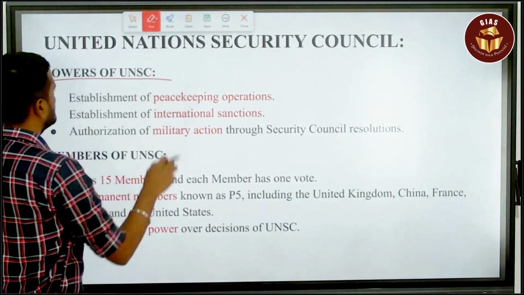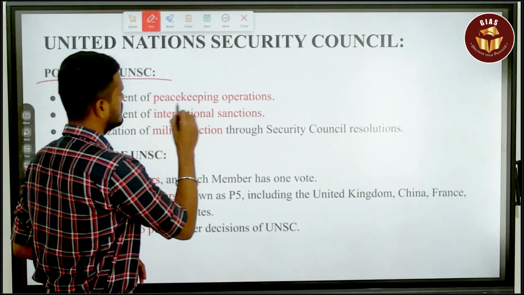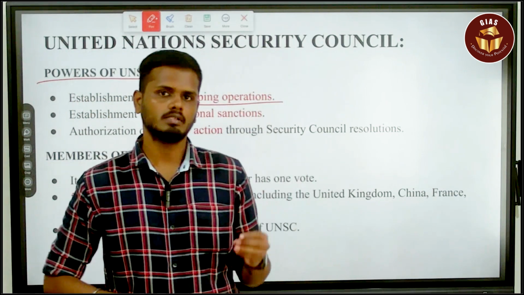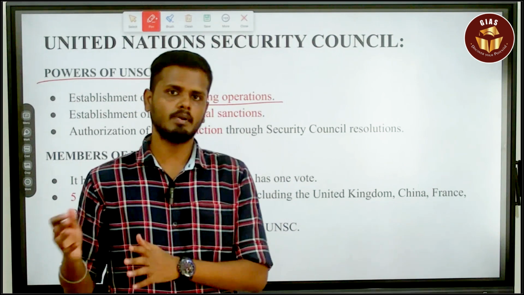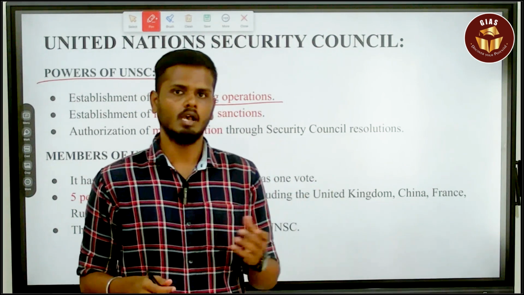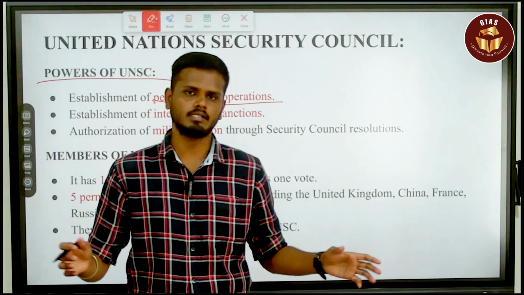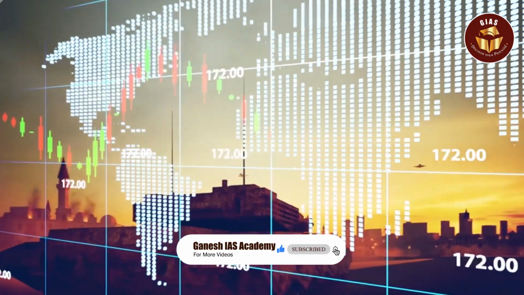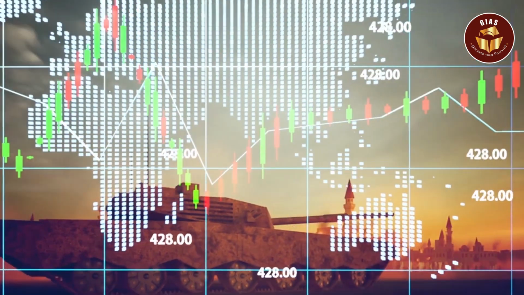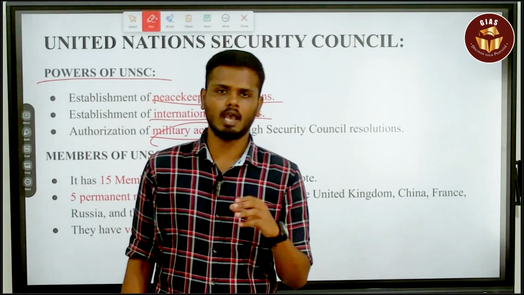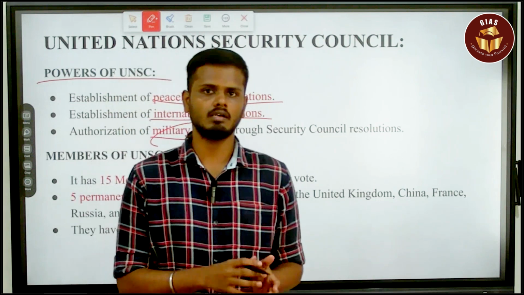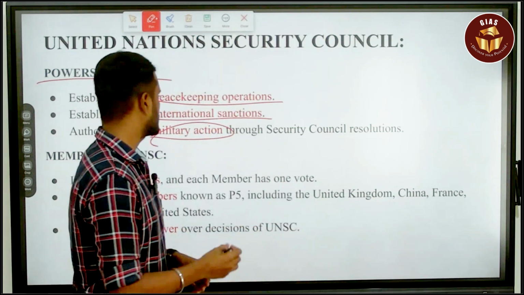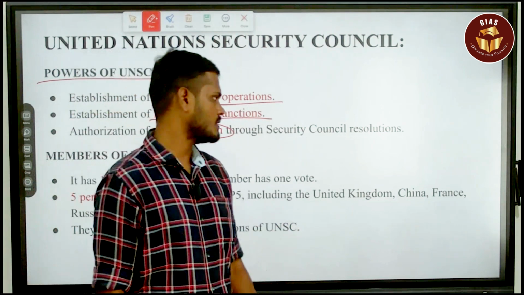Then let's talk about the powers of the UNSC. The first duty is peacekeeping operations. If a country is going through an internal war or a civil war, they have to conduct peacekeeping operations, like rescuing prisoners or civilians, or stopping the war between two countries. Then there are international sanctions, to suppress countries economically so that they withdraw from war or other conflicts. And military action also: if economic sanctions are not powerful enough, they can use the UN peacekeeping force to maintain peace and security.